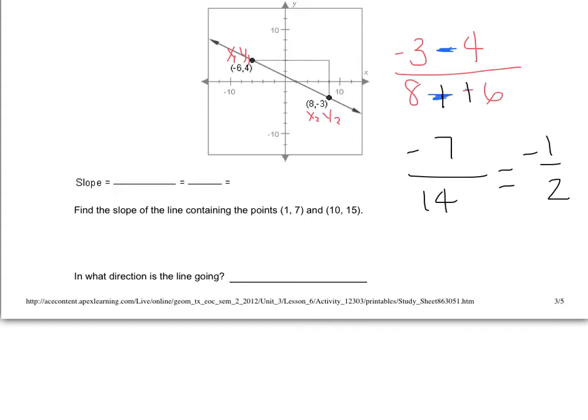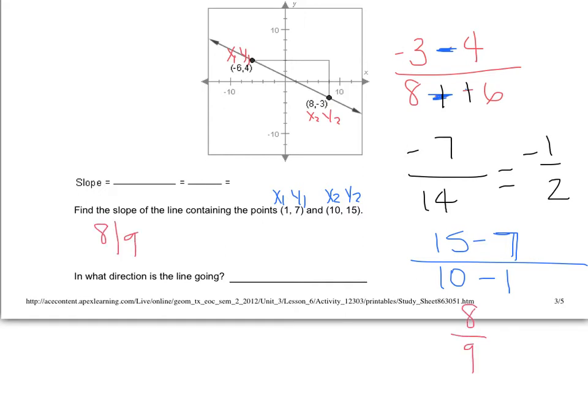It says to find the slope of the line containing the points (1, 7) and (10, 15). I'm going to label them (x1, y1) and (x2, y2). To find the slope, I would do 15 minus 7 over 10 minus 1. 15 minus 7 is 8, 10 minus 1 is 9, so my slope would be 8 over 9.